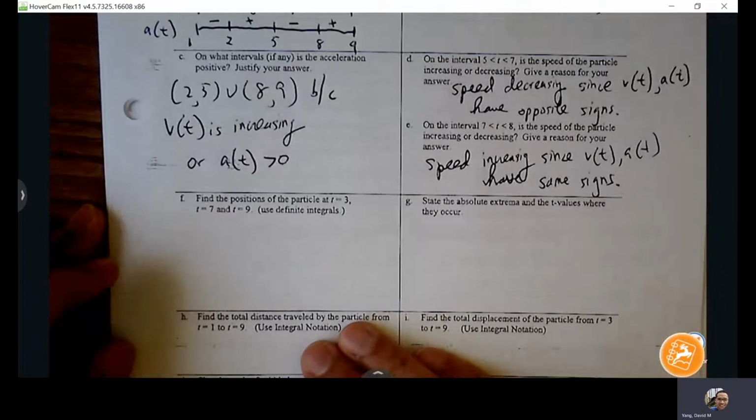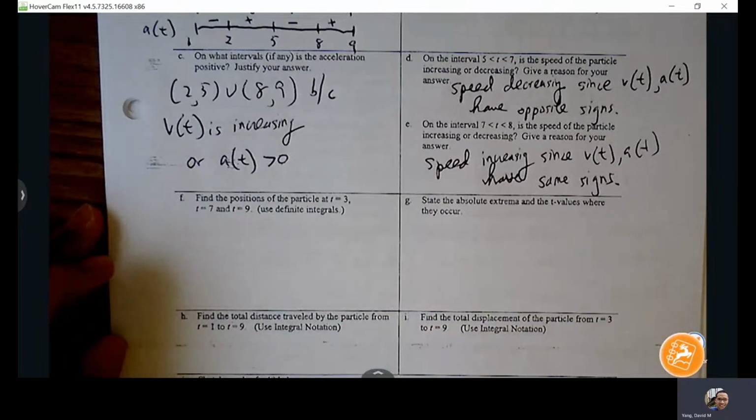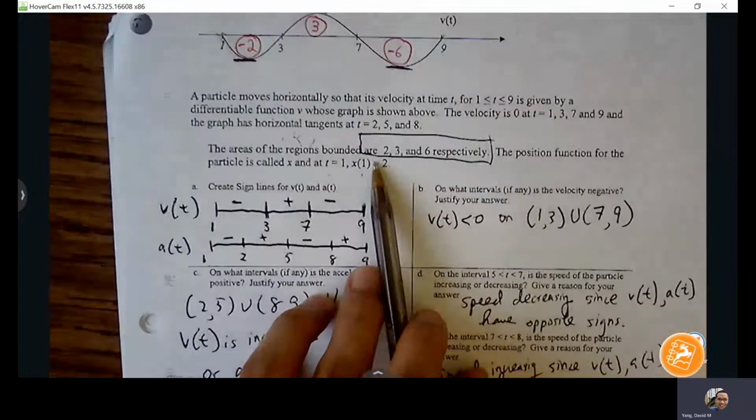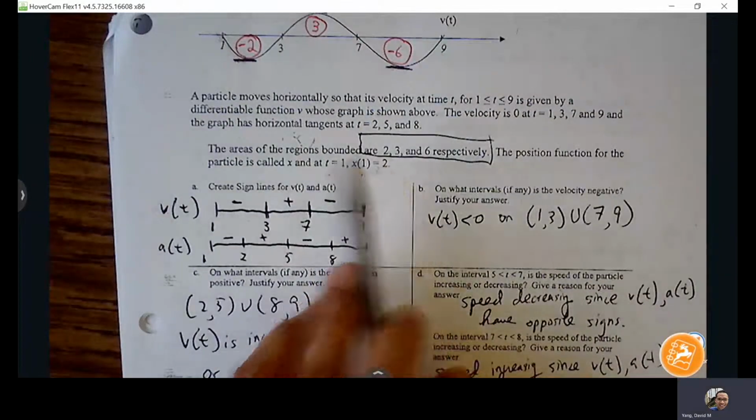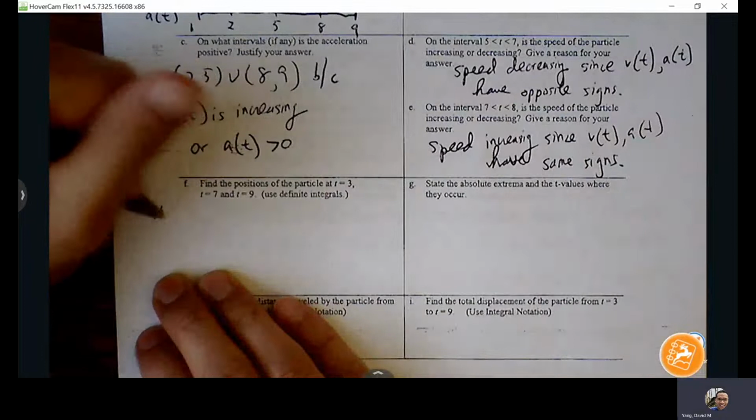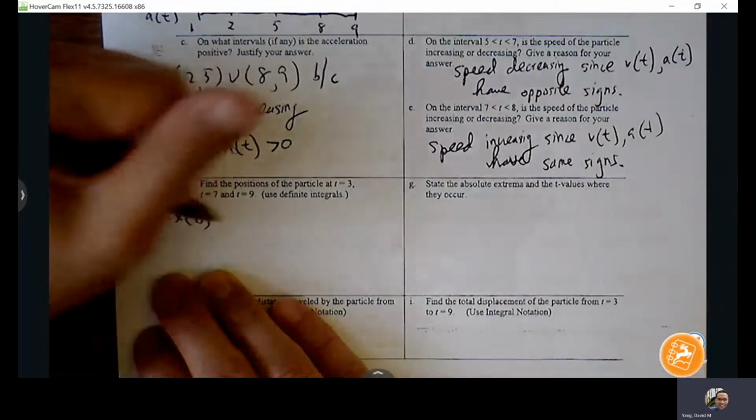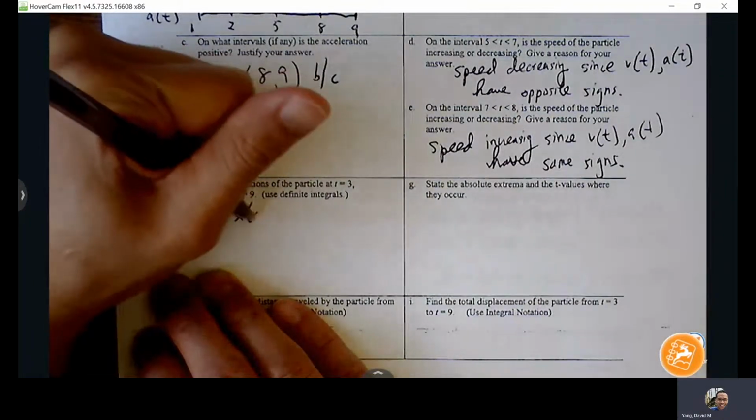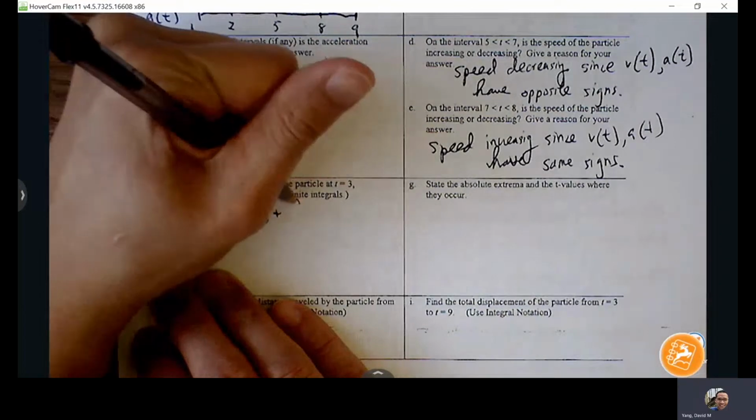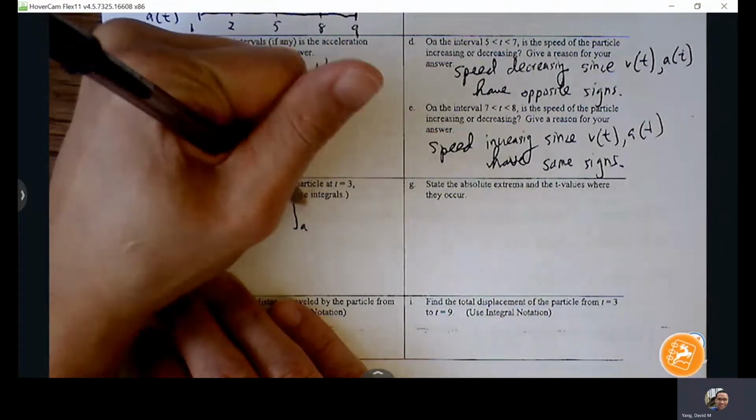Okay, part F, find the position of the particle. So to find the position, we have a starting location. So we have to go through this formula here. Anytime I'm looking for a final position, it's going to be my initial position plus my displacement.